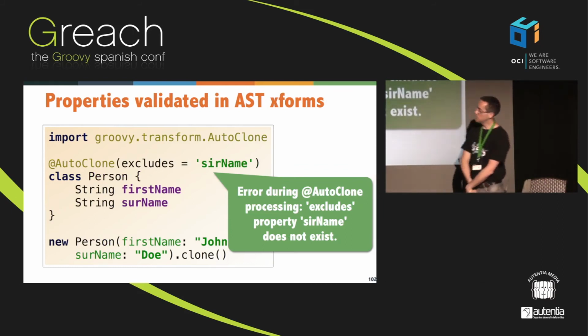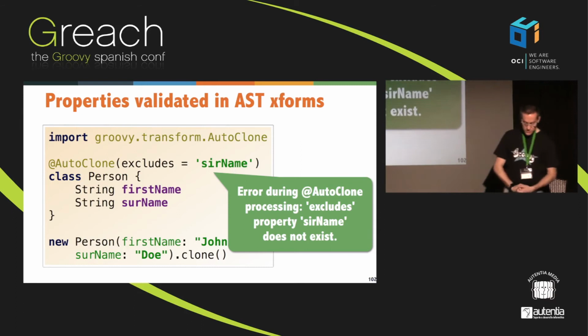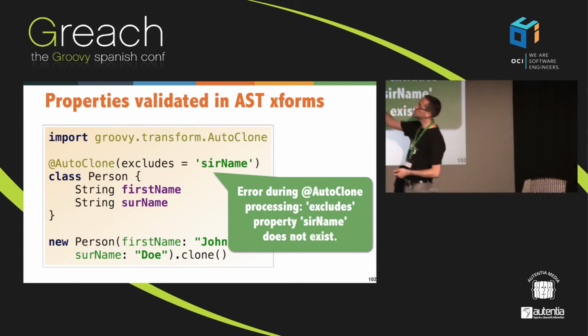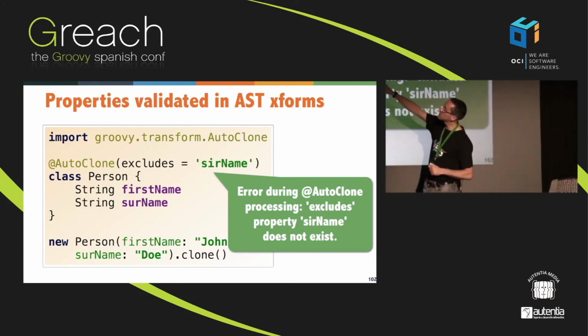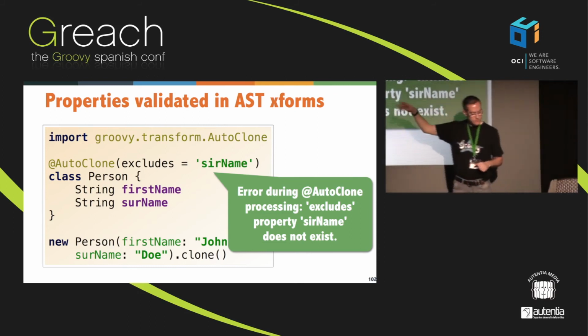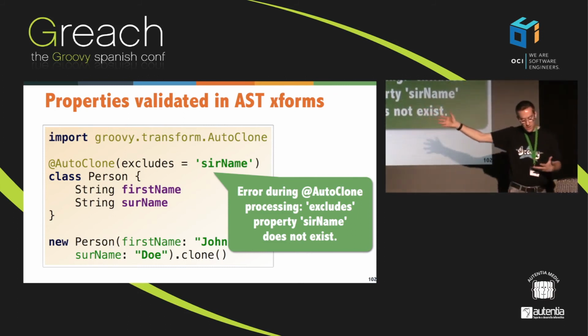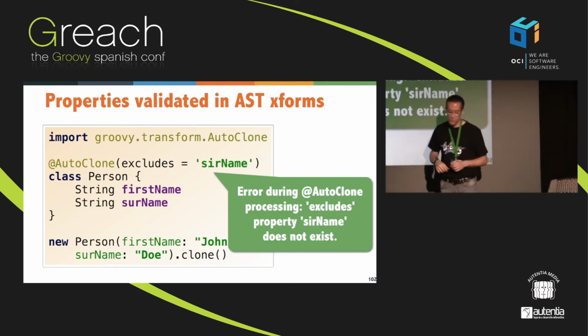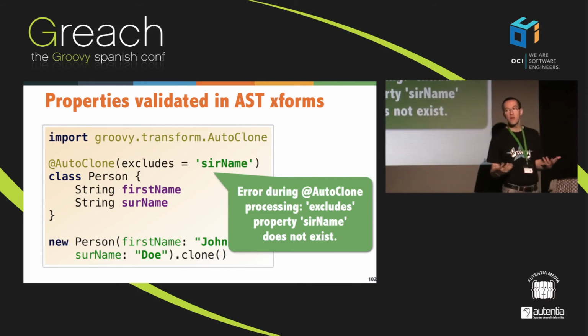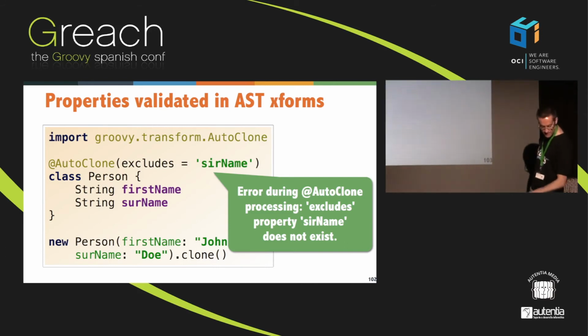Properties. AST transforms. So for example, if you use autoclone and you want to say I want to exclude this or that property, now you actually get a compilation error if you make typos in the properties that you include. So you've got better error reporting basically.